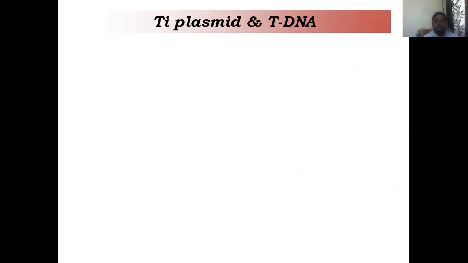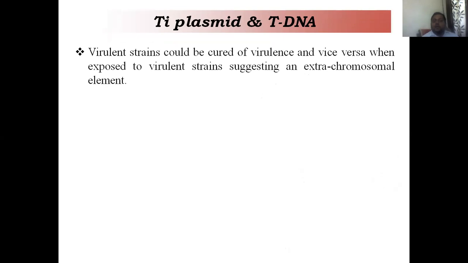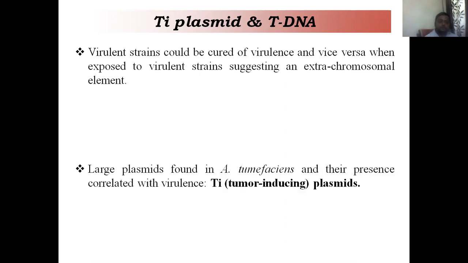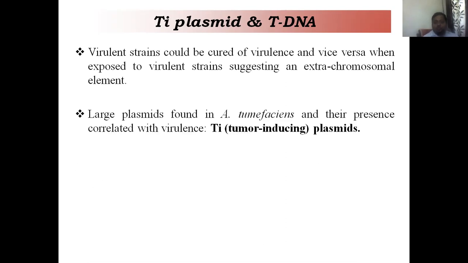There is a Ti plasmid present inside the Agrobacterium. What led to the discovery of the Ti plasmid is that people found there is an extra chromosomal element that can move from a virulent strain to an avirulent strain and vice versa. So a virulent strain was becoming avirulent and an avirulent strain was becoming virulent, which suggested there is an extra chromosomal element moving from one strain to another. This element was found to be a large plasmid known as the Ti plasmid, also known as tumor inducing plasmid.